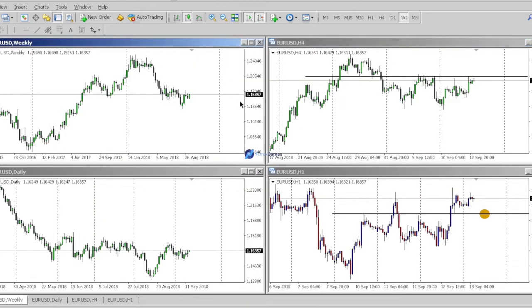We have a chart of the euro. I've used the weekly, daily, H4 and the H1. Direction of the weekly, it's up. This marks the turning point. I've changed the chart's color to green.